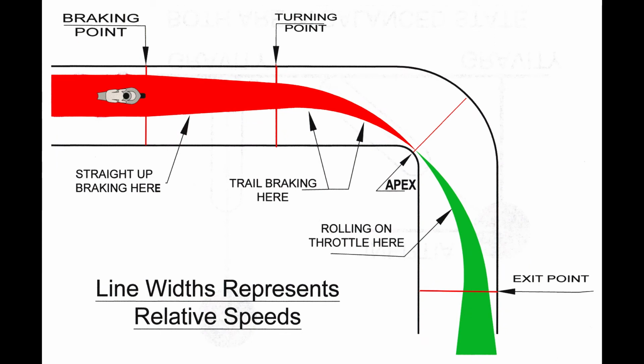This diagram represents the changes of speed for a motorcycle trail braking into the turn. The red line represents the slowing down, the deceleration from trail braking. The green arc represents the reacceleration back onto the straightaway. The relative width of the line represents the speed of the bike. The wider the line, the faster the bike is going. The smaller the line, the slower the bike is going. So you can see how the bike changes speed from the turning point all the way to the apex, and then from the apex all the way back onto the straightaway again.